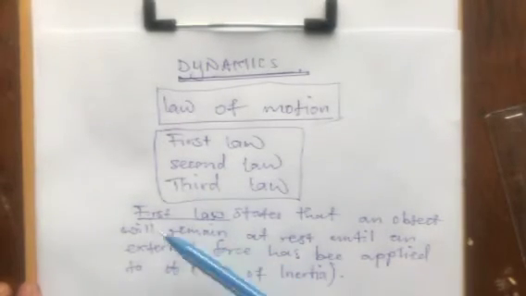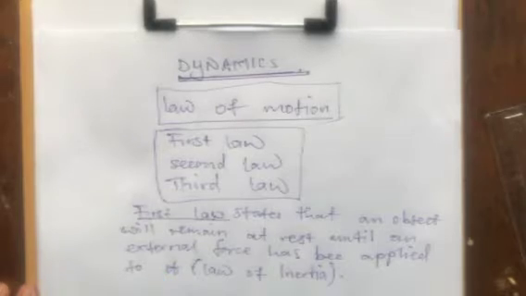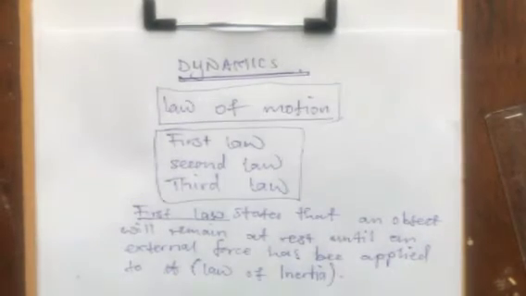If you want to understand what the first law of motion is, I think in that same video you can understand it fully, but here I'll just state it. I won't be explaining. The first law states that an object will remain at rest until an external force is applied to it. The other name of this law is the law of inertia. That's what it explains.